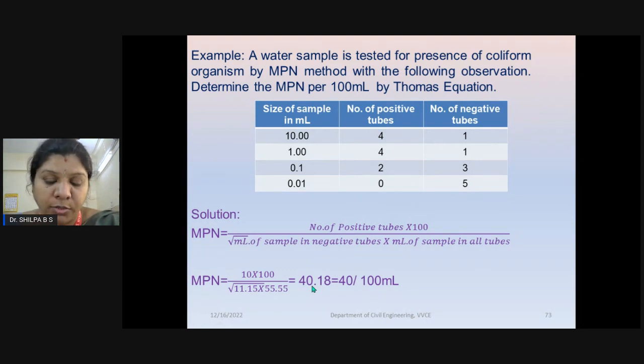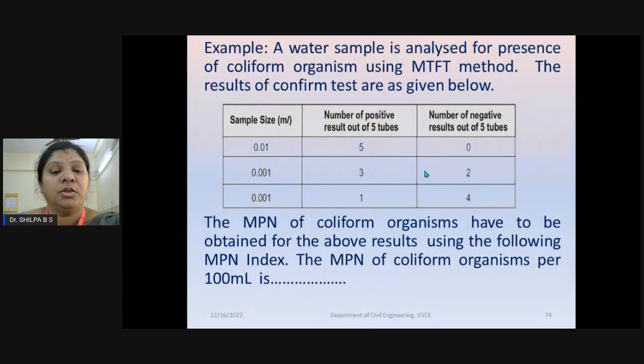We can express this by neglecting the decimal value and considering the whole value. So 40 organisms are present per 100 ml of that sample. This is the result we got for this particular test. Like that, we can easily calculate the most probable number of organisms present in a given water sample.